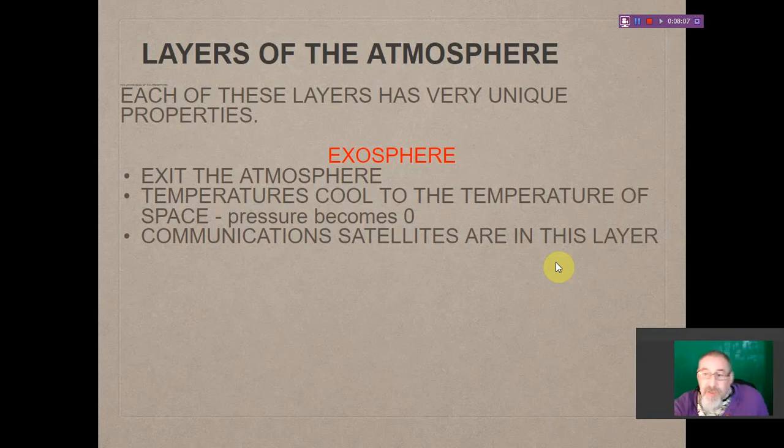Some important things that you need to know about the exosphere. The temperatures are extremely cold. They get close to absolute zero. Never make it in space, but as we leave the atmosphere, the temperatures are going to go down to roughly 3 or 4 degrees Kelvin, which is about negative 268, 269 degrees Celsius. The pressure becomes zero. There is zero air pressure in the exosphere.